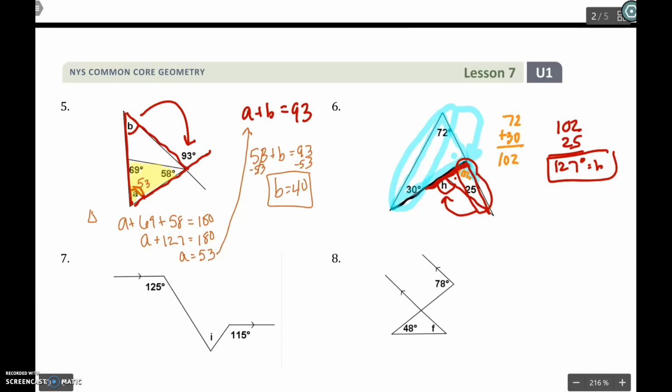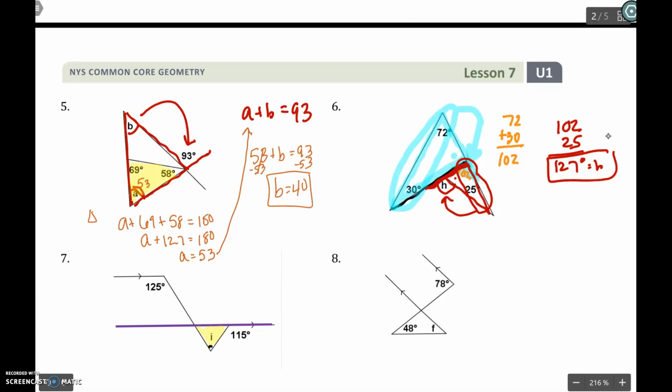Okay, now if we go down to number 7. We don't have a triangle here, but we do have parallel lines. Okay, and those parallel lines do not currently have a transversal through them. So what we're going to do is we're going to do an auxiliary line. There are a few ways to do that. One way is to extend a line that's already there, and by doing that, creating a little triangle to work with in here. Okay, so in that triangle, I is going to be this angle down here.